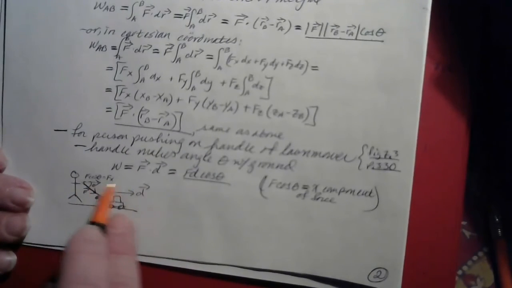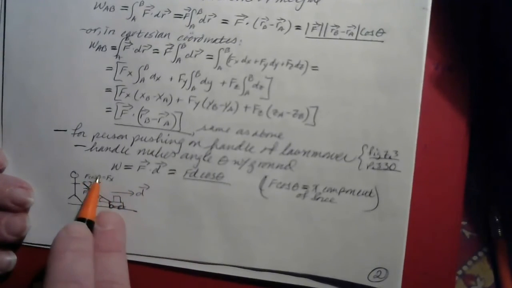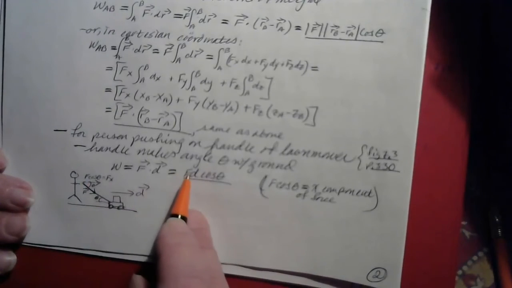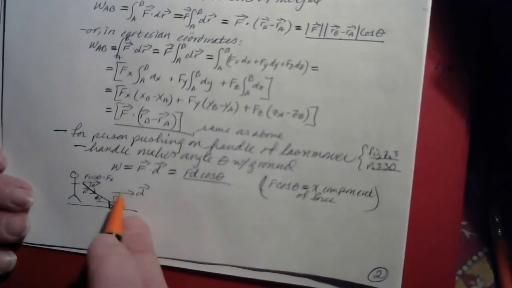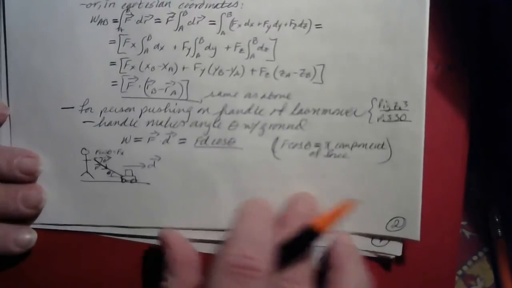But anyway, the x component of the force would be F cosine theta. And so there you have F cosine theta is the x component of the force, and then d is just the displacement of the lawnmower as it moves forward.